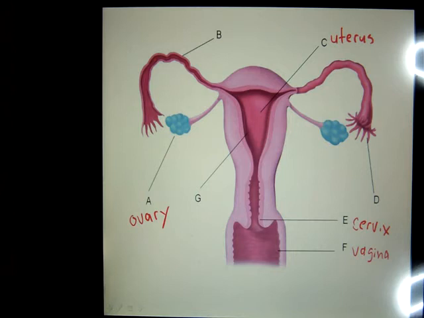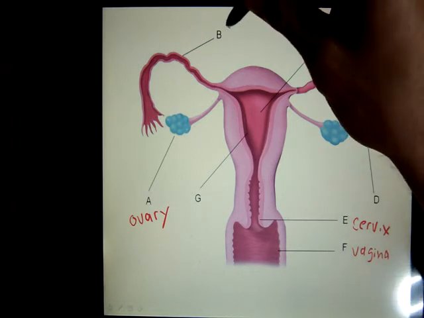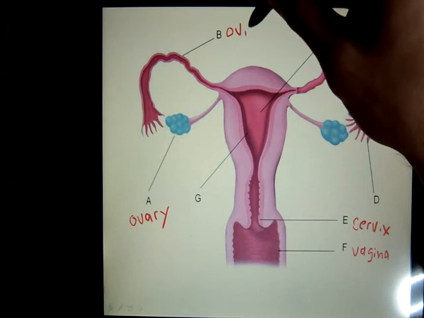Now, if everything goes according to plan, intercourse would happen around ovulation. Ovulation is the release of the egg. So once a cycle, one egg will be released from one of the ovaries. And once it is released, it will enter the oviduct, also known as the fallopian tube.